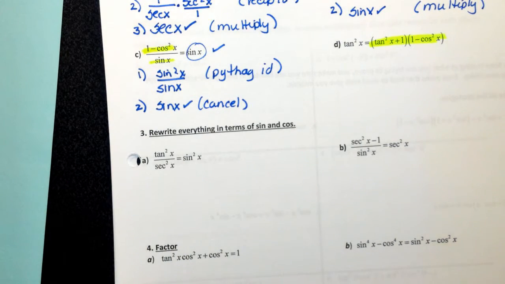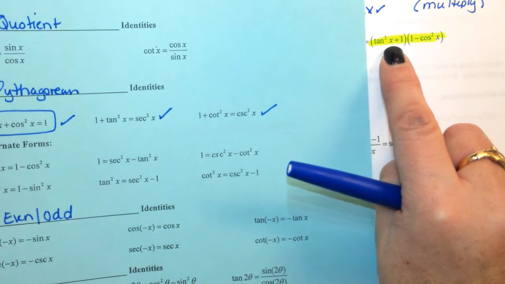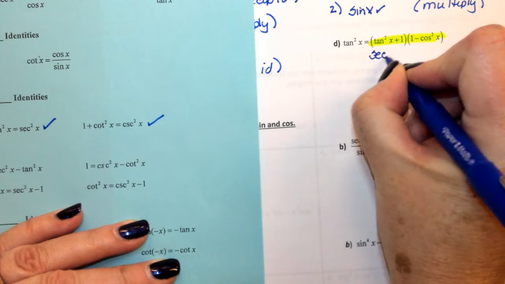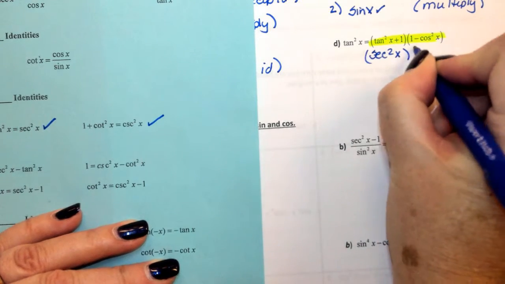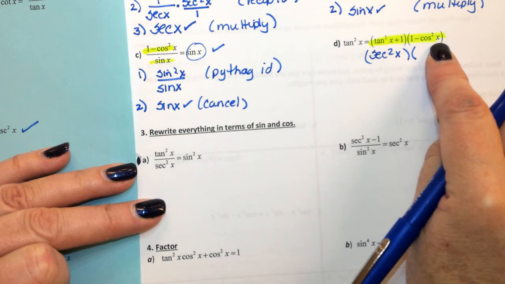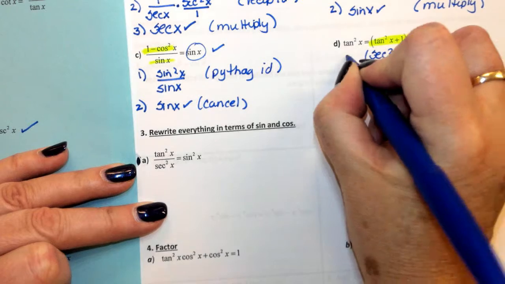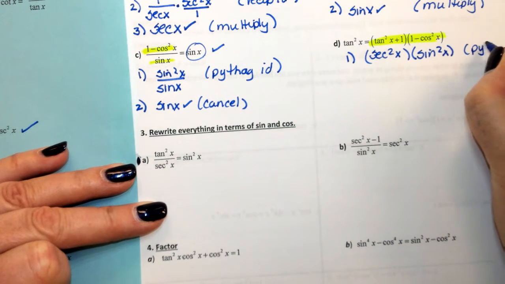You have two sets of parentheses. Both have a 1 and a trig function squared. So what identity should we go to? Pythagorean. So what is tangent squared plus 1 equal to? Secant squared. And 1 minus cosine squared is equal to what? Sine squared. So that's your step number 1, and this is your Pythagorean identities.